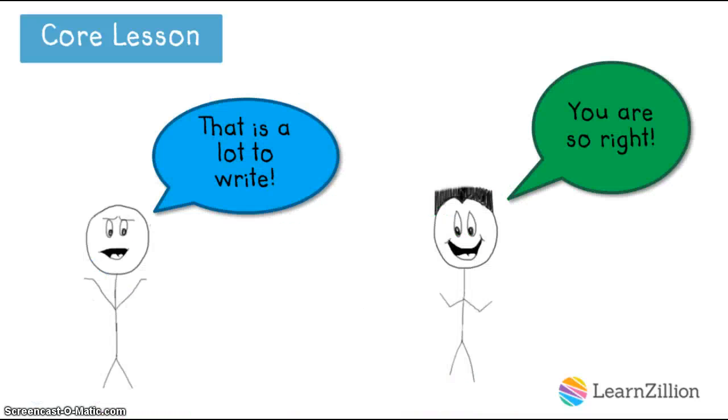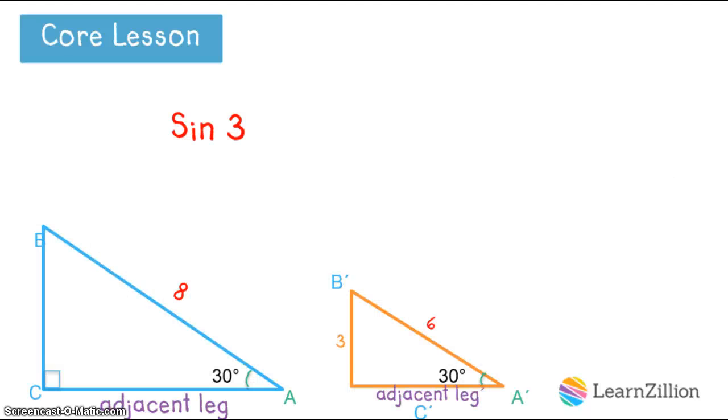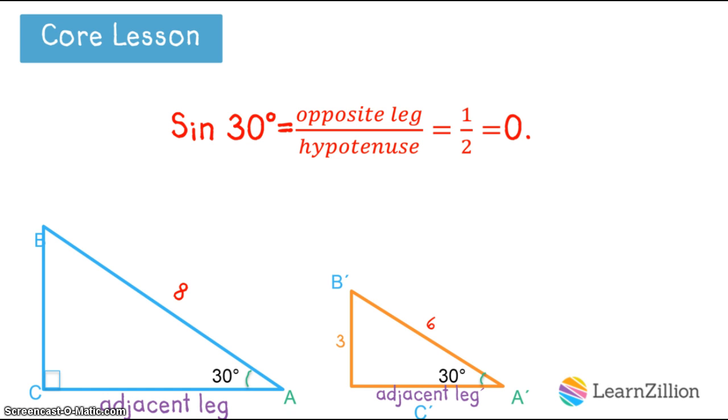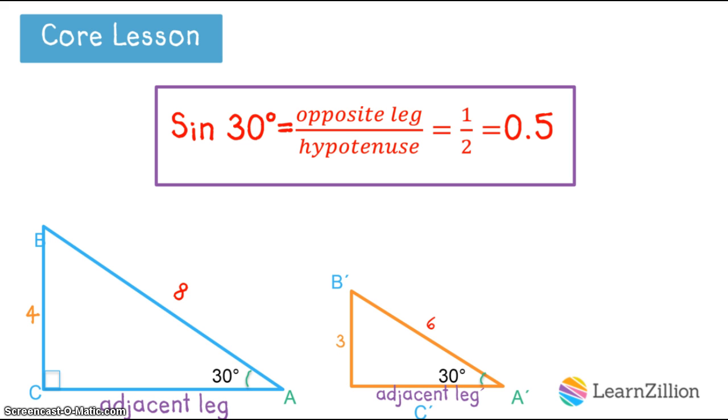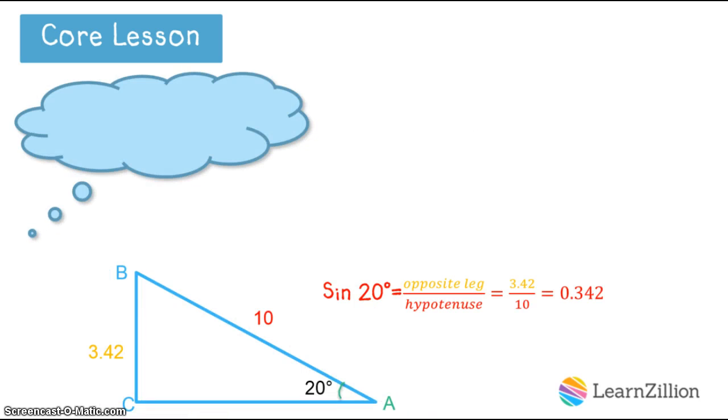That's a lot to write, you say. You are so right. That is why the Greek mathematicians, who thought so too, defined sine to be the ratio of the opposite leg over the hypotenuse. So we write the sine of 30 degrees is 1/2, or 0.5. The sine of a specific angle is a constant.